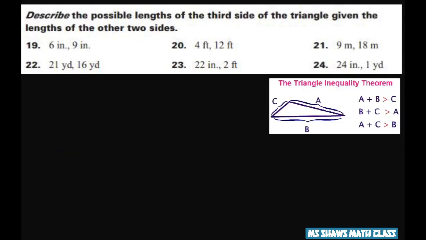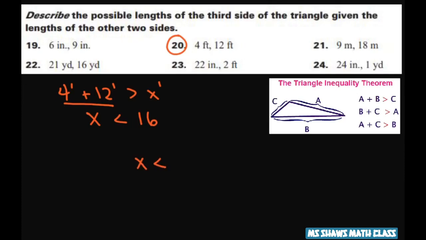Okay, the next one, do the same thing. Our 4 feet plus 12 feet has to be greater than x feet. I'm just going to take off the feet for now. x has to be less than 16. So our third side has to be less than 16 feet, but greater than 4 feet, because that's going to be our smallest side. It can't be the same.